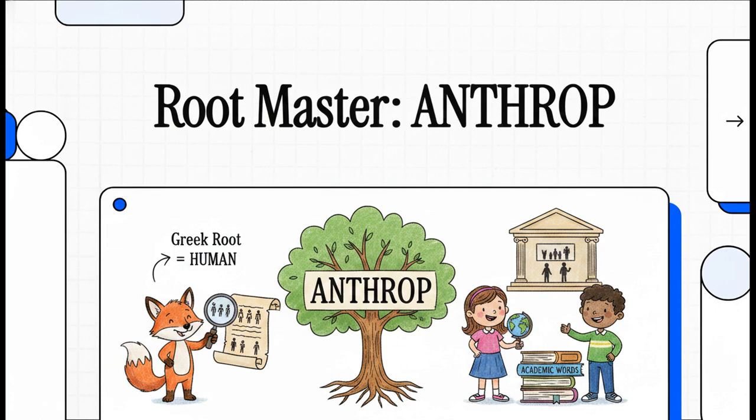Okay, so today we're jumping right into the ultimate training camp for an absolute heavyweight in the English language. We're talking about the Greek root, anthrop. We are going to break down exactly what it means, trace its incredibly fascinating history, and hand you the exact tools you need to completely decode some of the most intimidating academic words out there. Let's get to work and make you a certified root master.